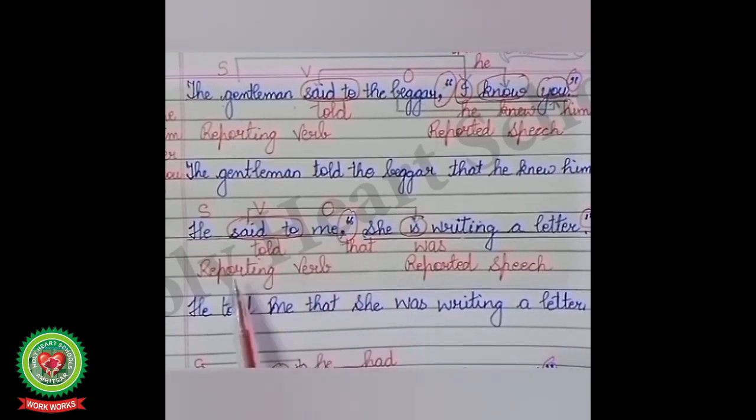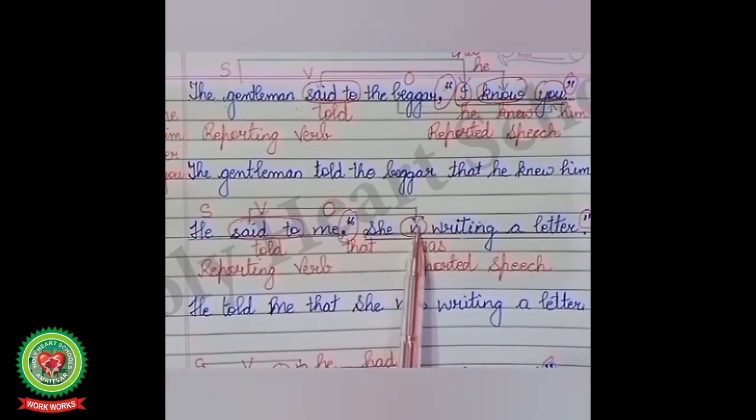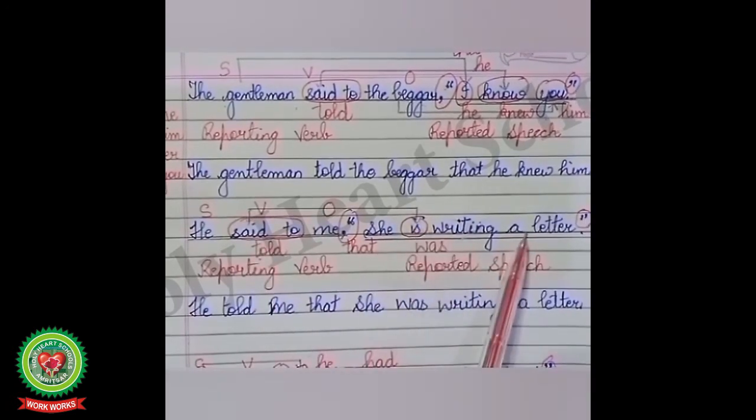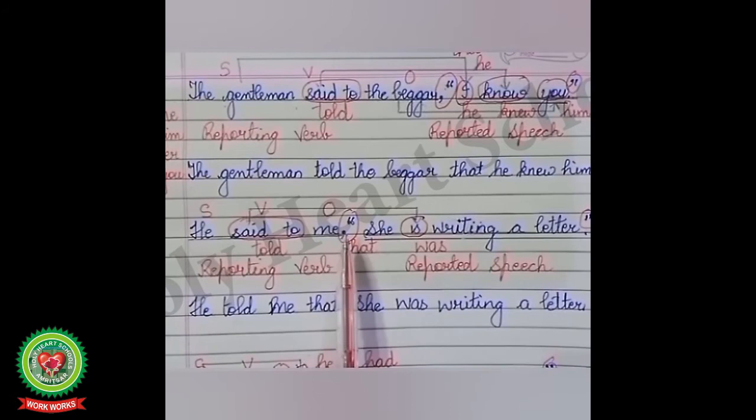So it will remain the same. The reporting verb is in past tense, so the tense of reported speech will change. She is writing a letter. Here our helping verb is, and is changed into was. With she, what will come? Was. So our answer is, he told me that she was writing a letter.